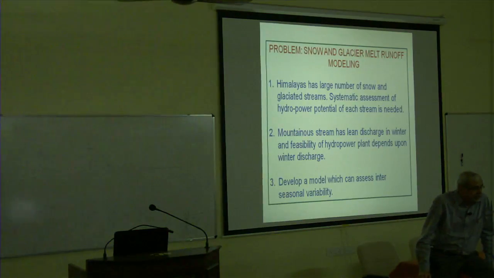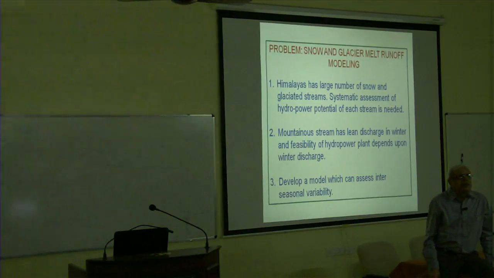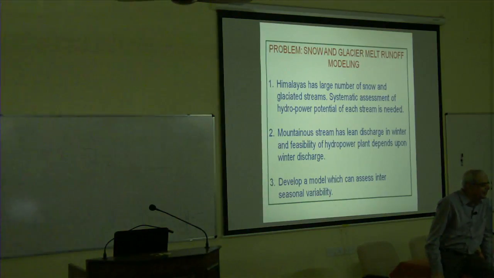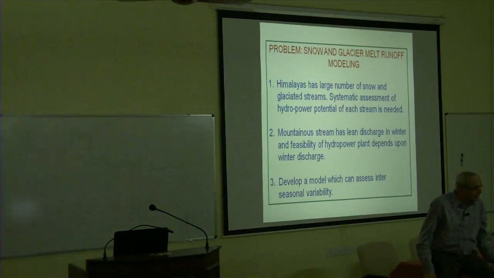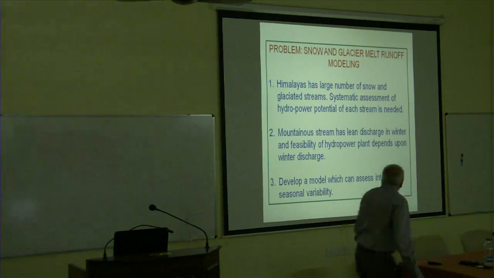Why is this important? Because this power potential is not developed by the state government. It is developed by private parties. So if some basin has 100 megawatt power potential, somebody has to invest 1,000 crores in it. Does that company have the capacity to invest that money or not? So a policy decision has to be followed. So we require a systematic assessment.